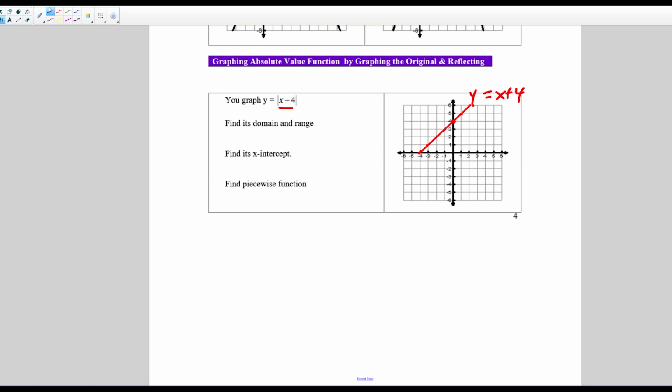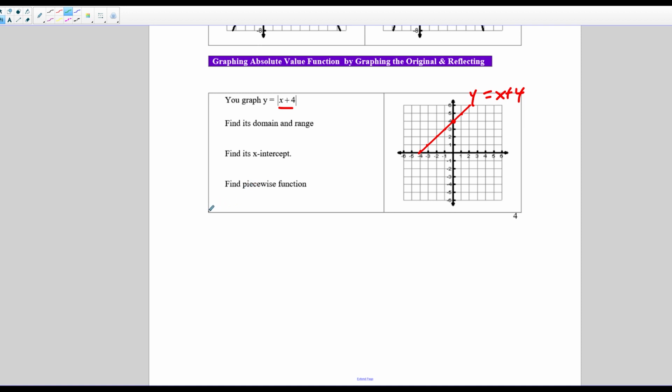So now how you draw out the rest of this will really be up to you. Some people like to find the piecewise function first, find the other piece of the line that's going to look like this. It's going to come down to make a V shape. Some people like to just sketch the graph first. Either way works really, but I'm going to go ahead and find the piecewise function first.